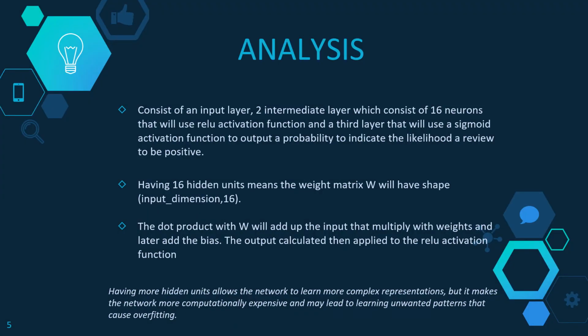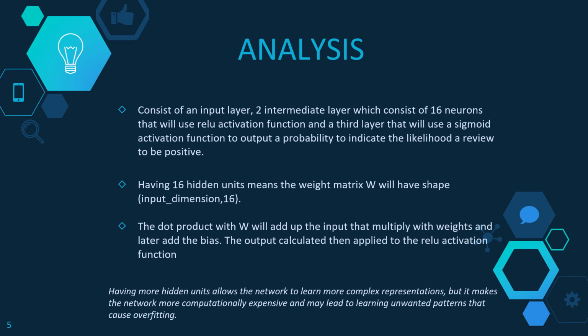In this project, we use a deep neural network for the task of text classification. The deep neural network setting is: we have an input layer, two intermediate layers, and an output layer. Each of the two intermediate layers consists of 16 neurons. They use the ReLU activation function, and the third layer uses a sigmoid activation function to output a probability indicating the likelihood of the review being positive or negative.